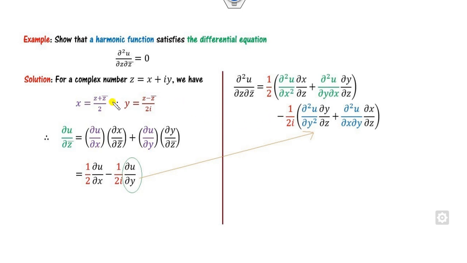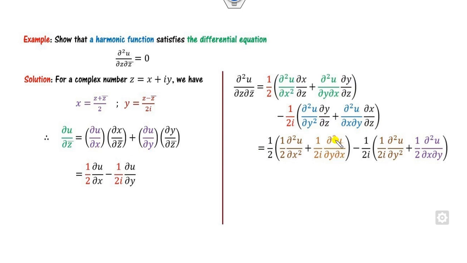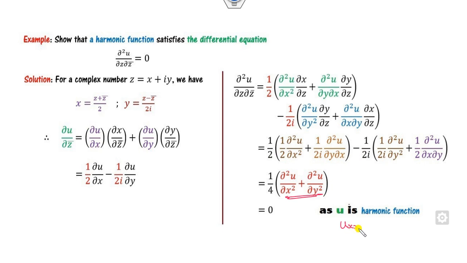Now again we can substitute the values. What is the value of this? The partial derivative of x with respect to z is again half, y with respect to z is 1 by 2 iota, and x with respect to z bar. Now if you open this bracket, you can see this part will be cancelled out. It's a 2 iota, a 4 iota, cancel out. The rest of the part is same. And since u is harmonic, uxx plus uyy is 0, which is the required result.